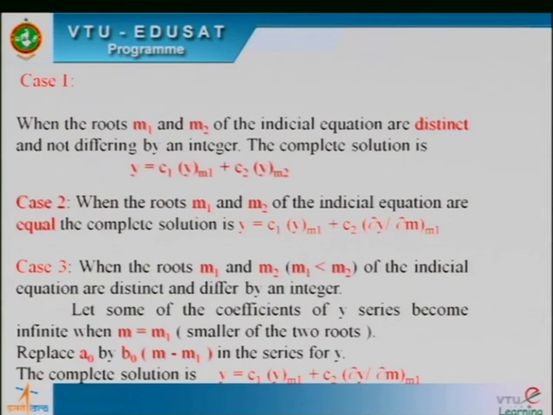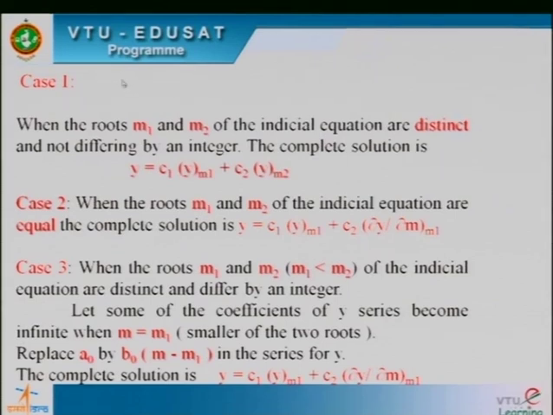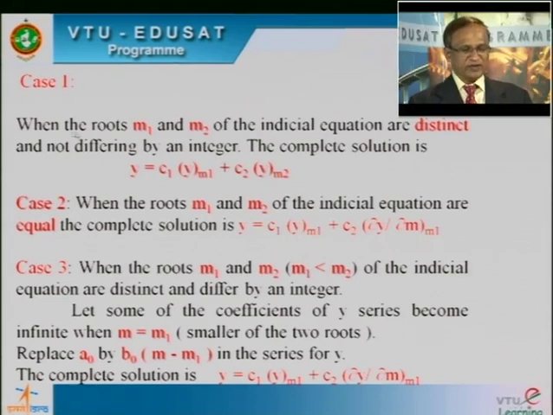Exactly in the similar way, here also we will get an indicial equation, we want to find out the roots, so depending upon the roots we are able to find out solutions, right. So that's why we can go case by case. When the roots m1 and m2 of the indicial equation are distinct and not differing by an integer, in that case what is the complete solution of the given differential equation? You can write down in this form, y is equal to c1 y suffix m1 plus c2 y suffix m2, right. So here c1 and c2 are the arbitrary constants.